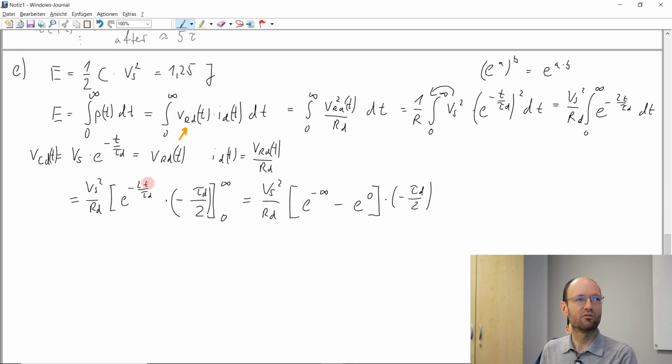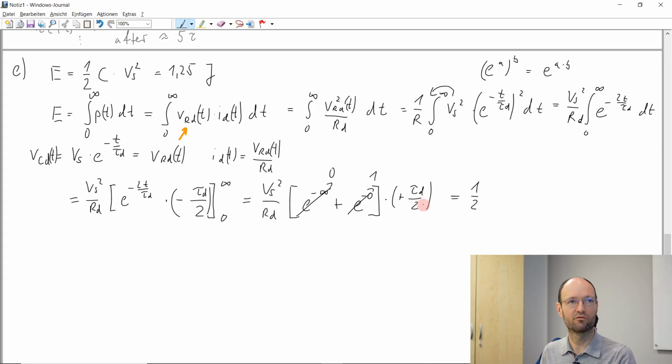And in the exponent, okay, there is still the minus 2 divided by td and so on, but infinity times something is infinity, 0 times something is 0. So e to the minus infinity is 0, as we discussed. E to the 0 is 1. And so this minus and this minus will cancel each other. And so what we get, if we collect this, is 1 over 2.